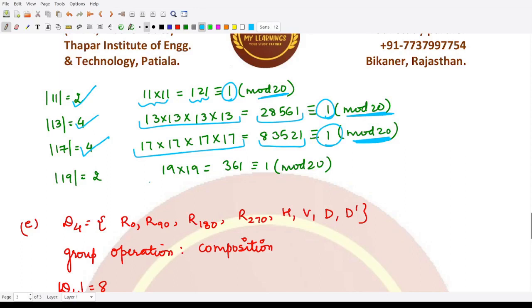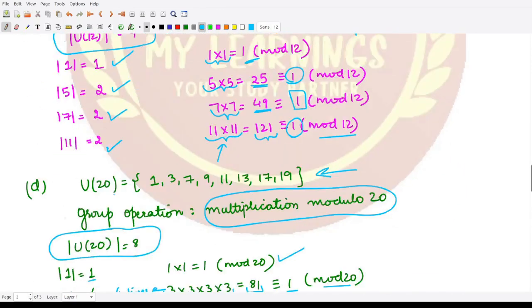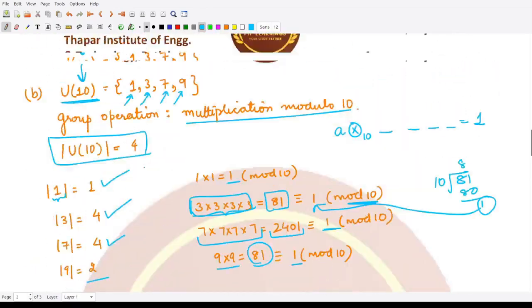What about 19? 19 multiplied to itself 2 times is 361. So when you take mod 20 of it, when you divide 361 by 20, you have 1 as the remainder. Correct? So 1 is the answer here, and you are doing it 2 times, hence its order is 2. Hence we obtain the order of the group elements in the case of U20.